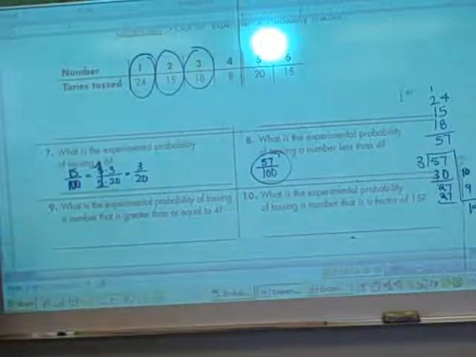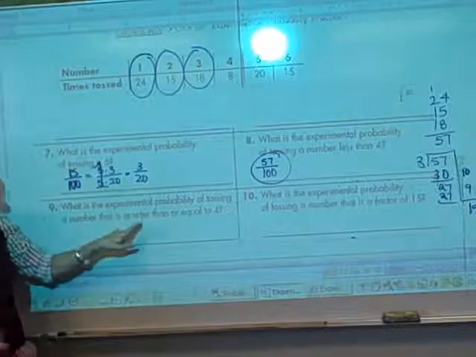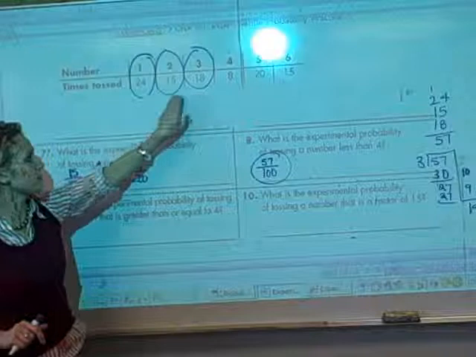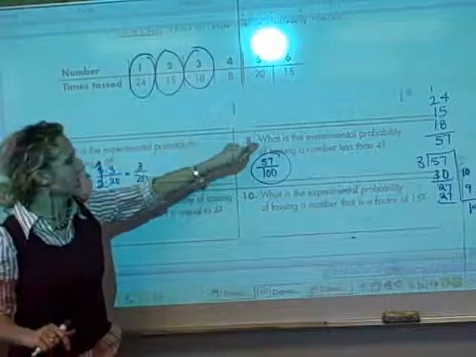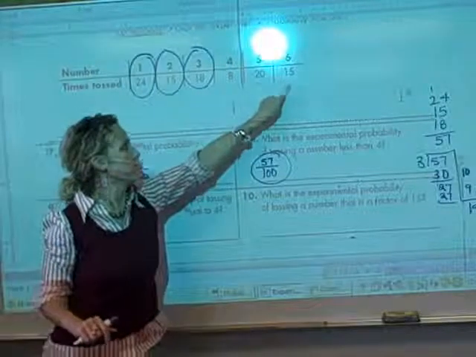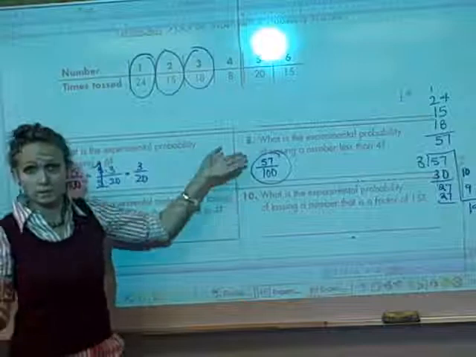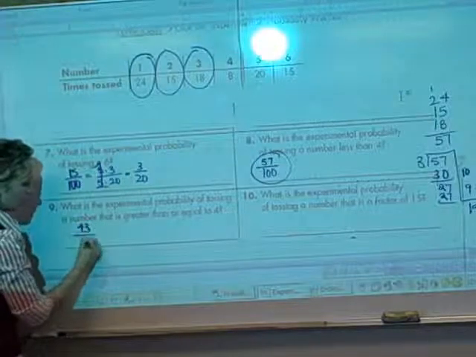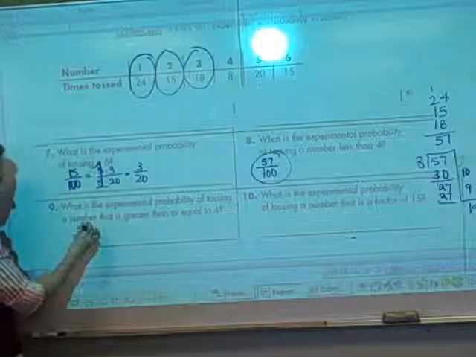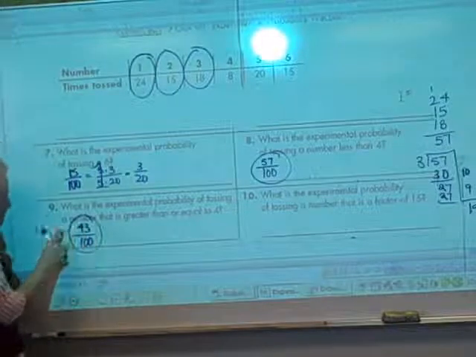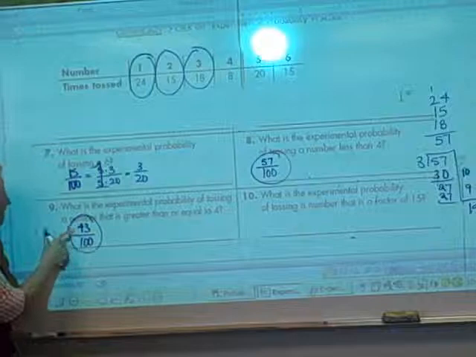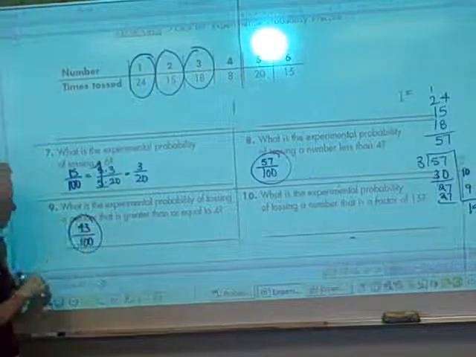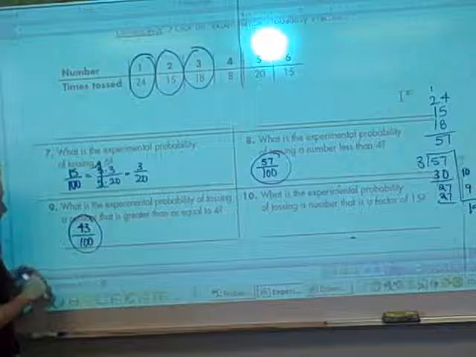All right, number 9. What's the experimental probability of tossing a number that is greater than or equal to 4? Well, if all my numbers less than 4 added to 57, I think that means if I add all those up, they should add to 43 because I rolled 100 times. So it'll give me 43 over 100, which is going to be my simplified version. This isn't even, it's not divisible by 10, it's not divisible by 5. I'm going to add up my digits, I get 7, it's not divisible by 3.